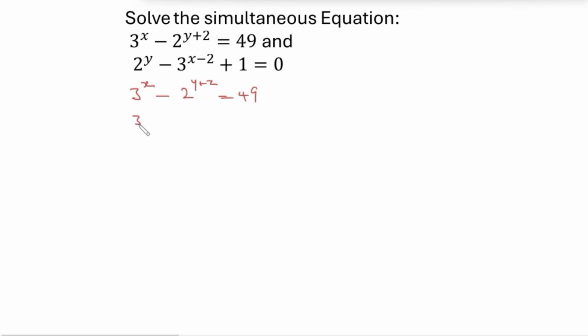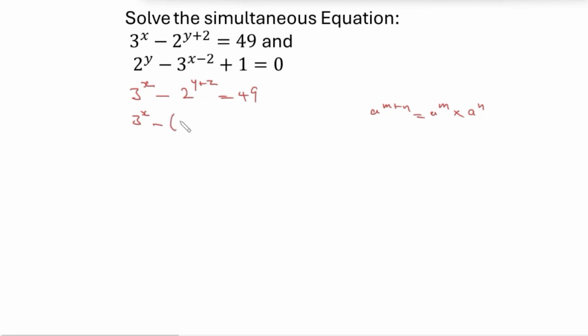So we write again 3 raised to the power x. From the laws of indices, a raised to the power m plus n is equal to a raised to the power m times a raised to the power n. So we're going to use that principle here for this 2. We're going to write minus. So this 2 is going to be 2 raised to the power y multiplied, because of the plus sign, by 2 raised to the power 2.